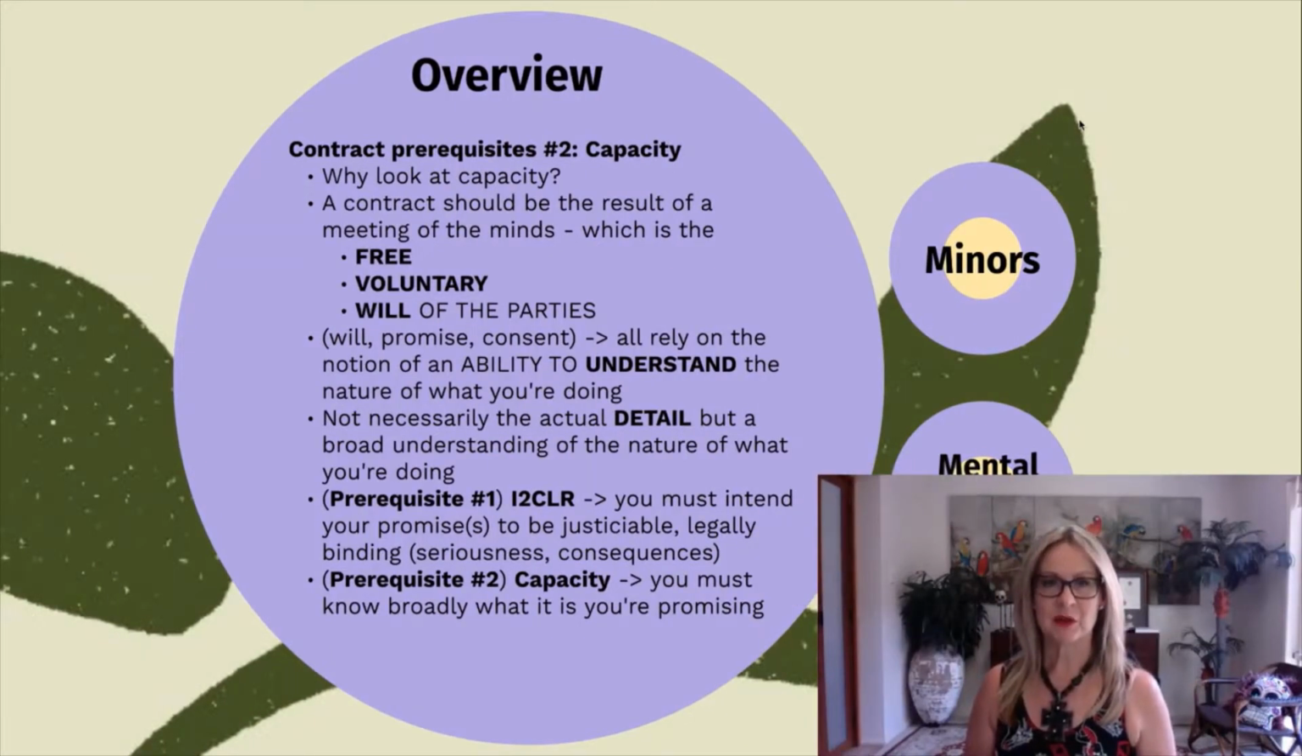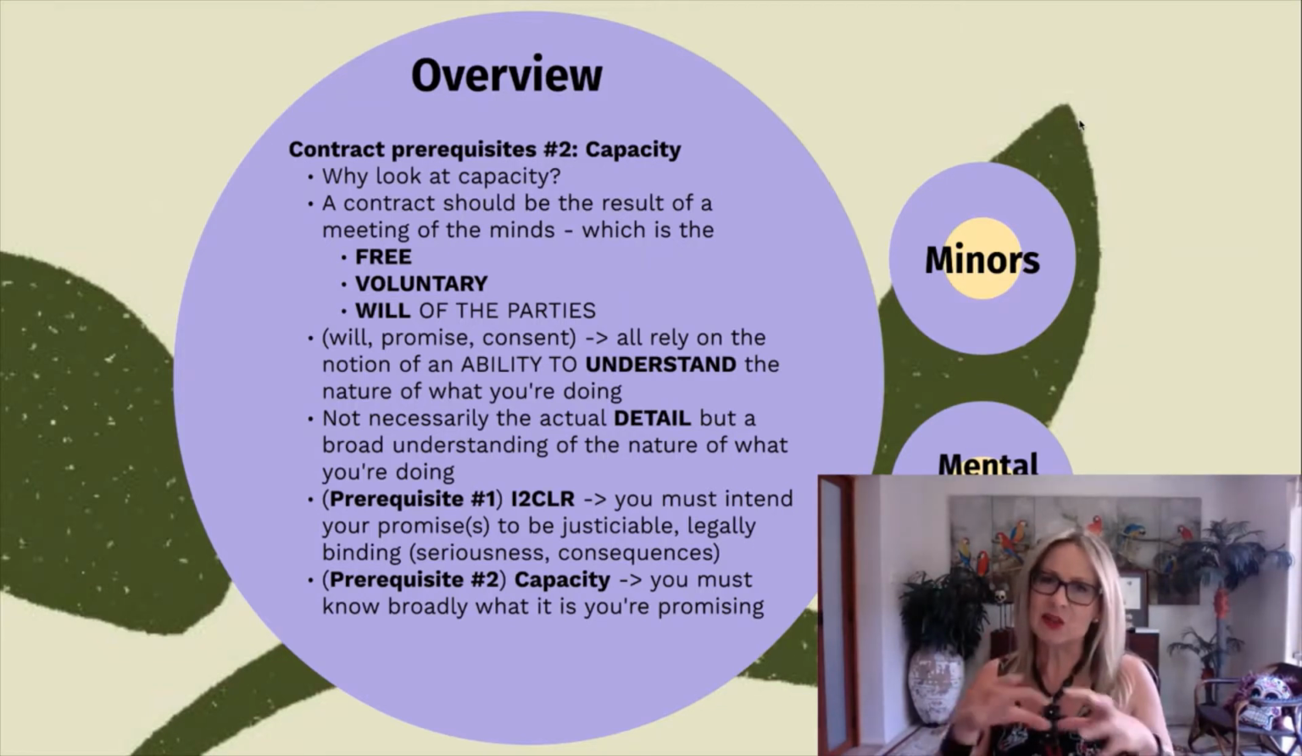Well, why on earth look at capacity to contract? If you think back to week 1 when we had a little look at theory, and yes, I'll be referring back to that at odd times throughout the term, we learned that a contract needs to be the result of a meeting of the minds, in that it has to be the free voluntary will of the parties. And we had a look at will theory, promise theory, consent theory, and in amongst that notion of a contract being the free, voluntary or independent will of the parties, obviously, firstly, you have to intend that the contract's going to be legally binding. Firstly, that's what we did last week.